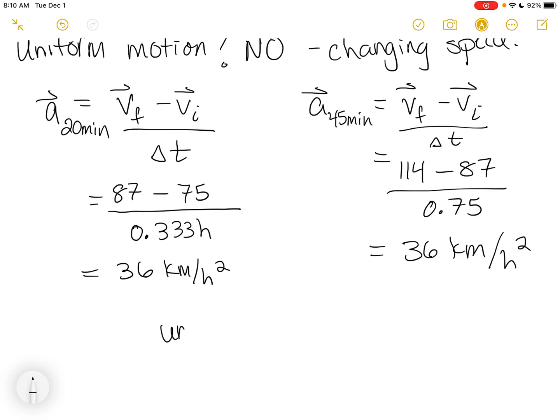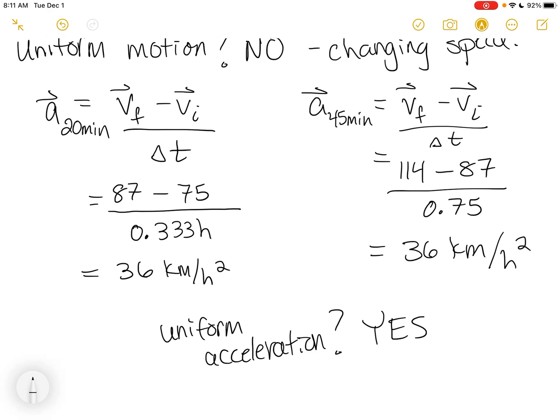Okay, so does this motion represent uniform acceleration? So remember, uniform acceleration means that we're going the same acceleration in the same direction. So that's a definite yes. We are not changing our acceleration, and we're still accelerating in the same direction.